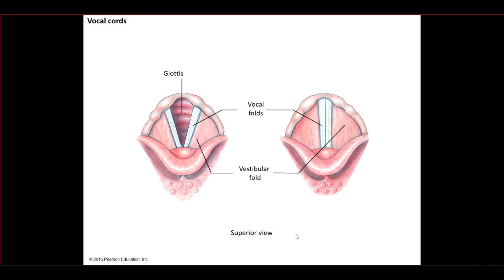All right, so that completes this lesson on the respiratory mucosa and the structure of the organs of the upper respiratory tract: the nasal cavity and the nose, the pharynx, and the larynx.